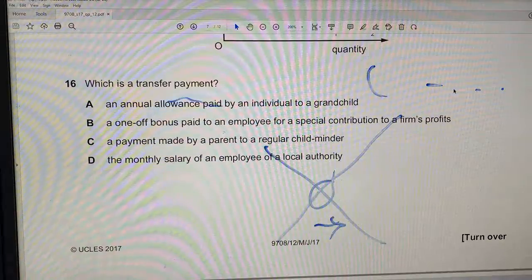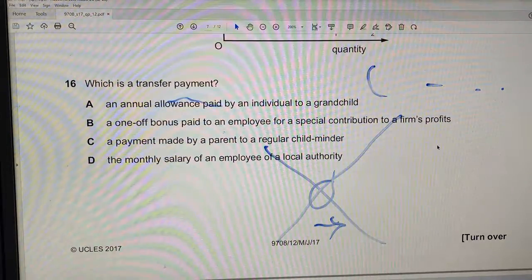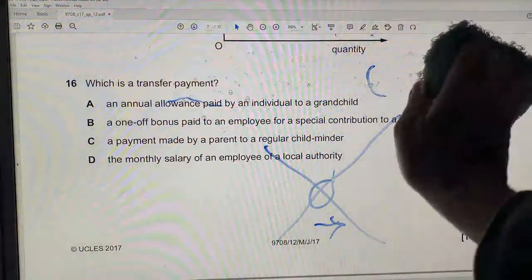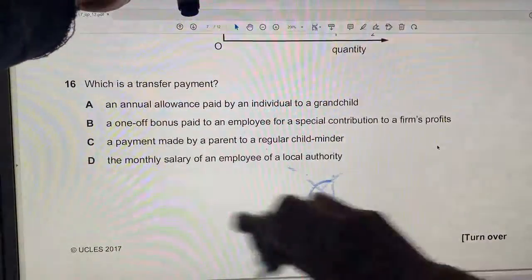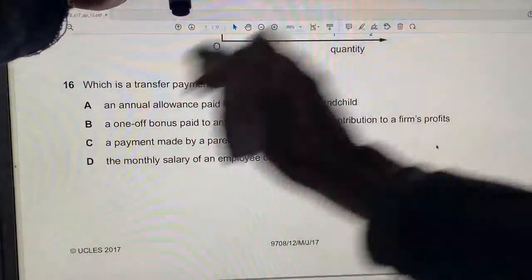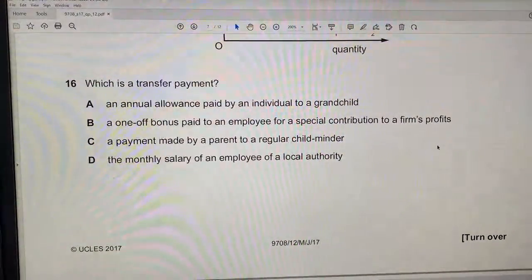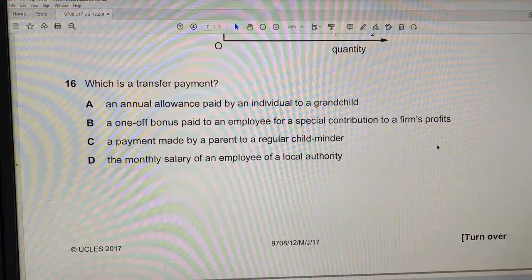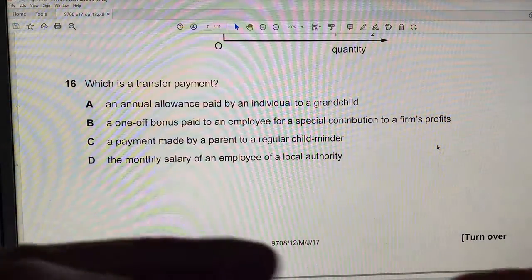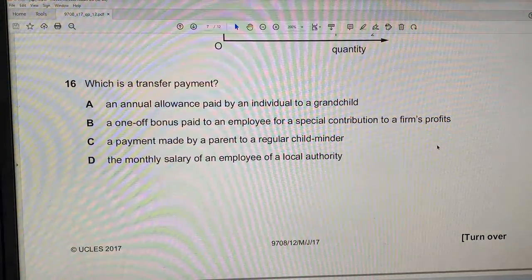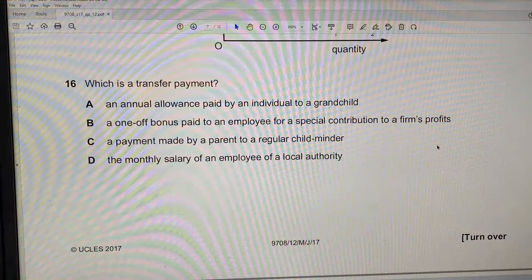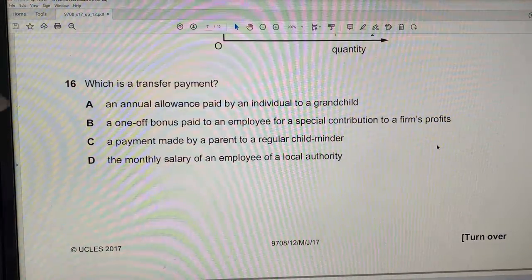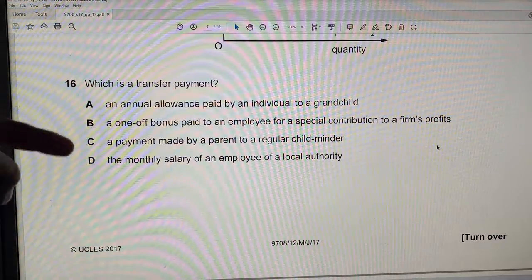I think that one's pretty easy. Which is a transfer payment? And the first answer is an annual allowance paid by an individual to a grandchild. That is a transfer payment, though that's not the common example. That is a transfer payment because there's no exchange. There's no money for something. You could say there's money for love, but that's not how the economist sees it. So answer for 16 is A, but let's look at the rest.